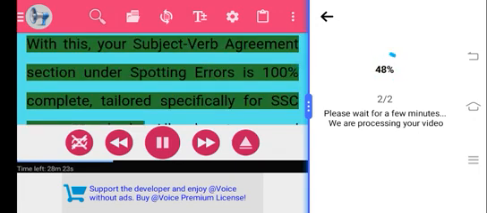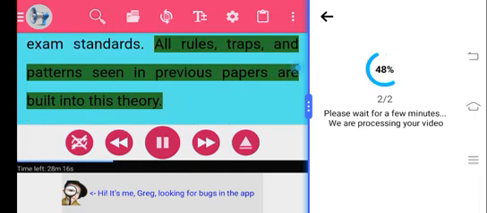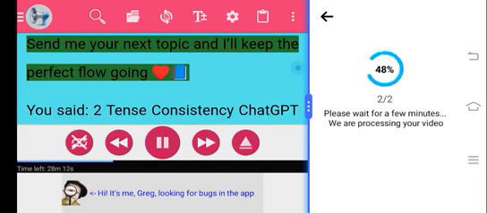With this, your subject-verb agreement section under spotting errors is 100% complete, tailored specifically for SSC exam standards. All rules, traps, and patterns seen in previous papers are built into this theory. Send me your next topic and I'll keep the perfect flow going.